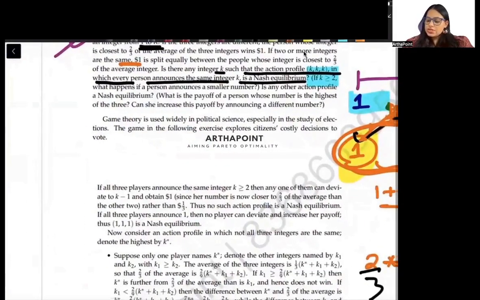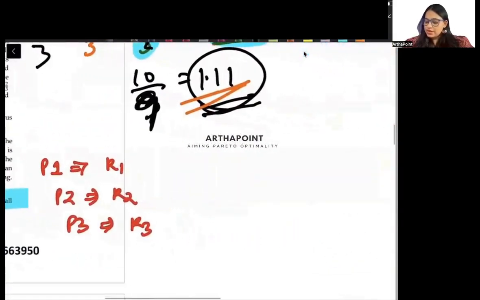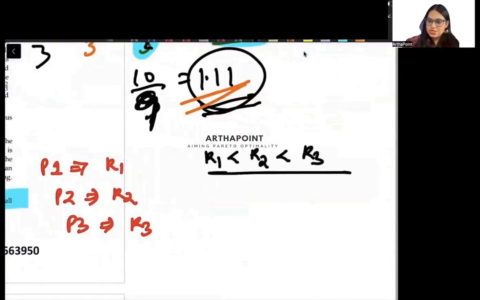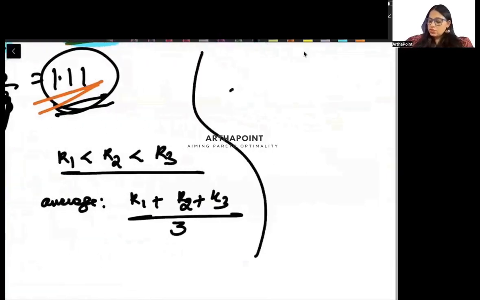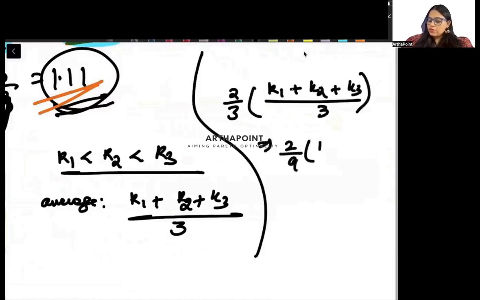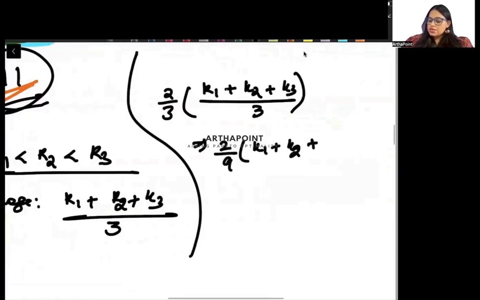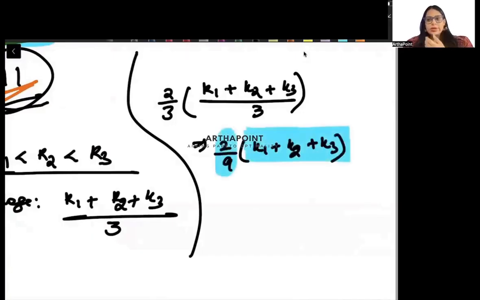Now let us understand that we have k1 less than k2 less than k3. Can you tell me what will be the average? Average will be (k1 plus k2 plus k3) by 3. And what will be 2/3 of the average? 2/3 of (k1 plus k2 plus k3) by 3 is 2 by 9 of (k1 plus k2 plus k3). So it is going to be 2/9 of the sum of k1, k2, k3. This will be the number.